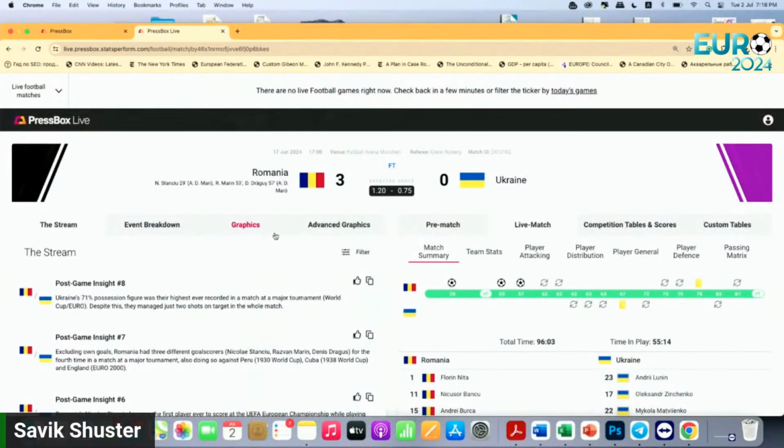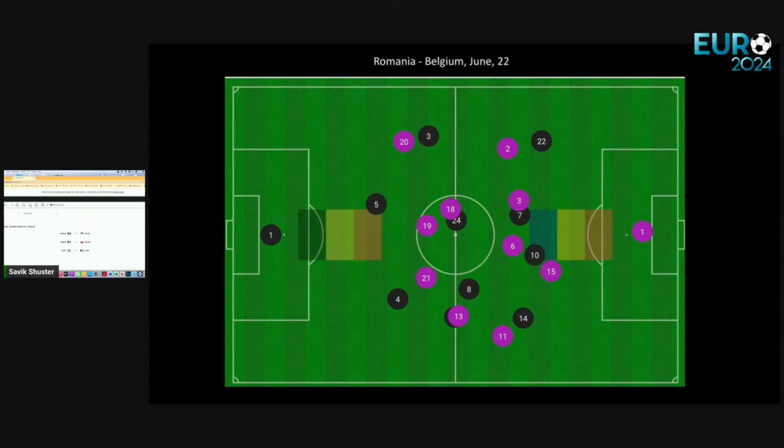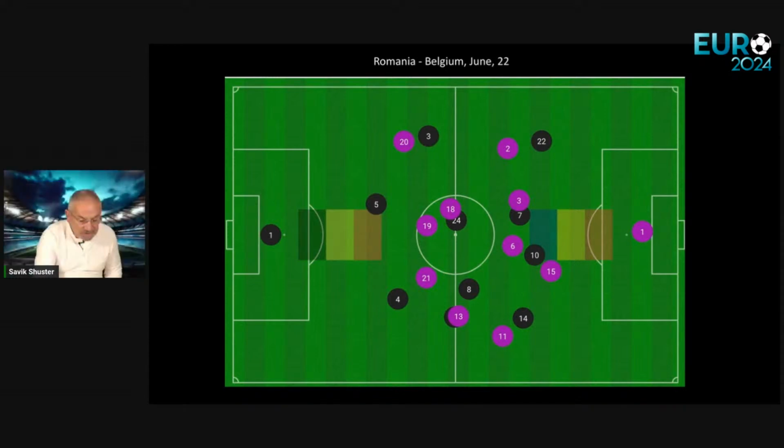And Romania, as I say, had a very easy game against Ukraine. And I don't even want to show the details of that game. I think we should directly move to the game that Romania had trouble with because it lost to Belgium. Romania lost to Belgium on June 22nd. Here it is. Belgium, Romania 2-0.